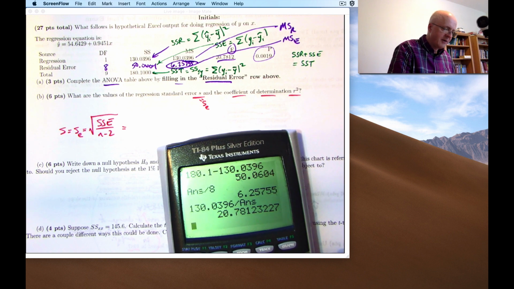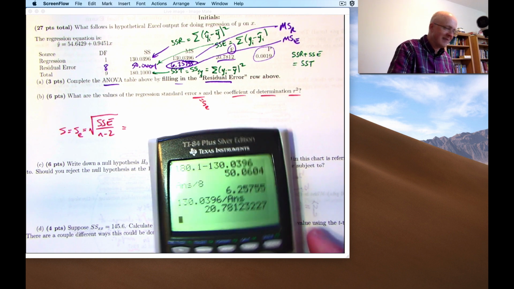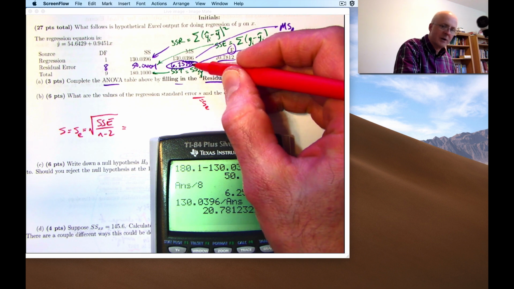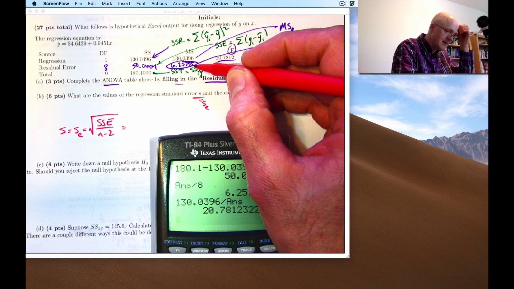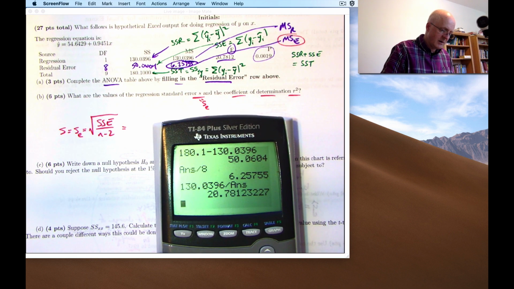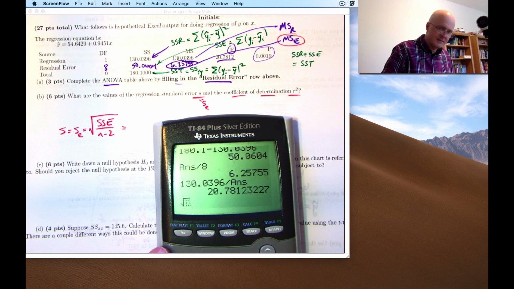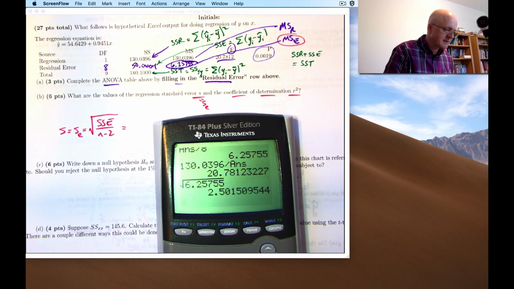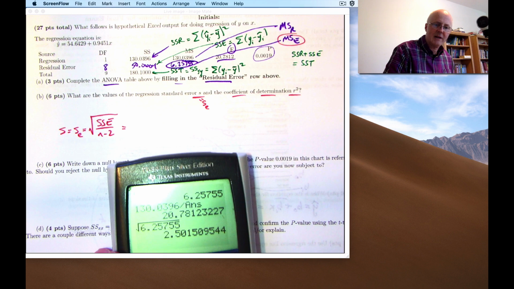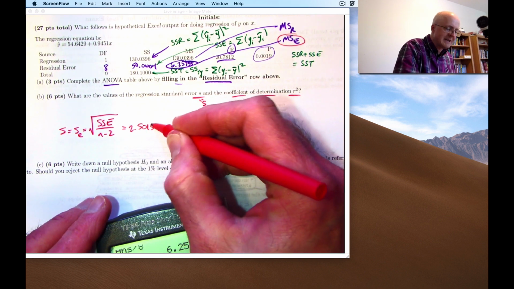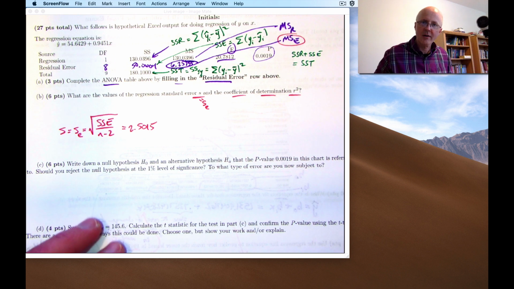I've actually already figured out SSE divided by n minus 2. That's this MSE right here, which is 6.25755. I've got to take the square root of that. Square root of 6.25755, could also raise it to the 1/2 power. It's about 2.5015. 2.5015 is the answer for the regression standard error.